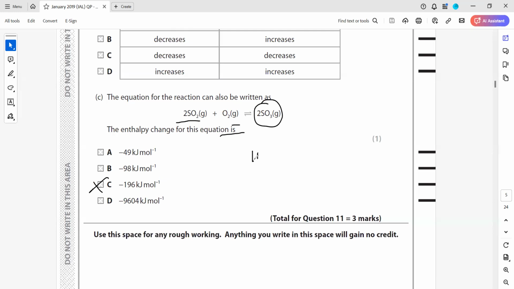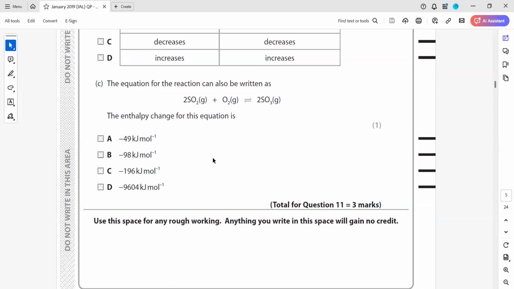Because, for example, if H2 plus Cl2 gives 2 HCl, for 2 moles of HCl, say we had 100 kilojoules. Now we reduce to half. So if we have half a mole of hydrogen, half a mole of chlorine, and we have 1 mole of HCl, this will be 50 for 1 mole. So the enthalpy change will change as the number of moles is changed.